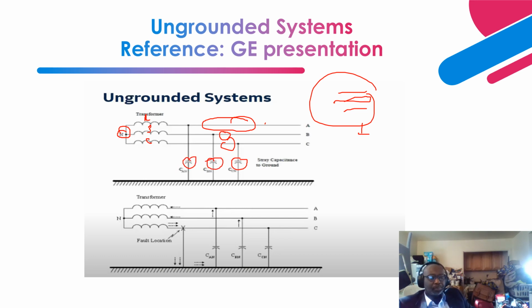So if there should be a fault current, let's say a fault on this phase, then this is going to be the path of your fault current flow. It flows over here, then over here. So this is the flow path of the fault current for this floating winding that is not grounded.